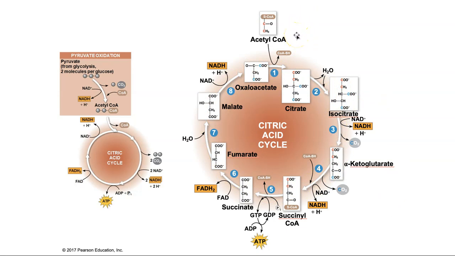And don't forget, we get to go through this cycle twice because we created 2 acetyl-CoAs. So we're going to go through it a first time, and then our second acetyl-CoA is going to go through it a second time. So altogether, 1 glucose molecule, which created 2 acetyl-CoAs, gives us 6 NADH, 2 FADH2s, and 2 ATPs from the citric acid cycle.